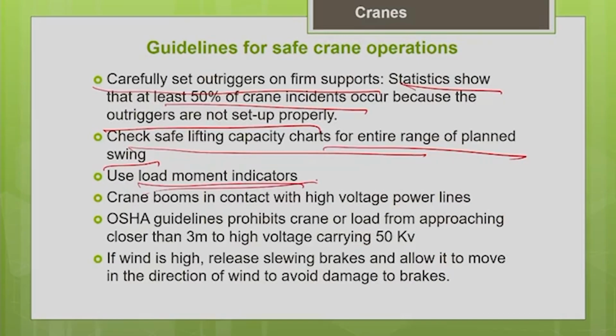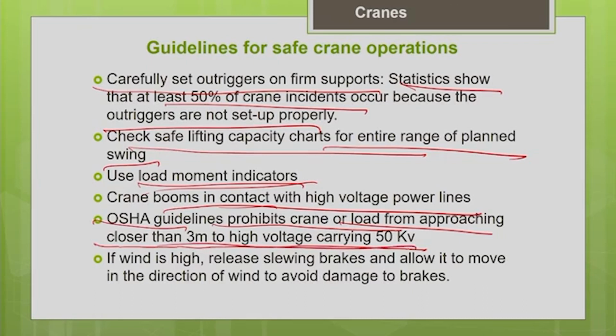Such kind of indicators are available nowadays. Some accidents are reported due to electrocution when the crane booms come in contact with high voltage power lines. So, according to OSHA, specific guidelines are given that we should prohibit the crane or the load from approaching closer than 3 meters to high voltage lines carrying 50 kilowatts. This guideline you should keep in mind. Another important thing is that wind load should also be considered.